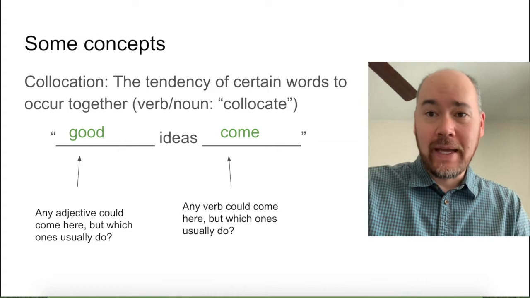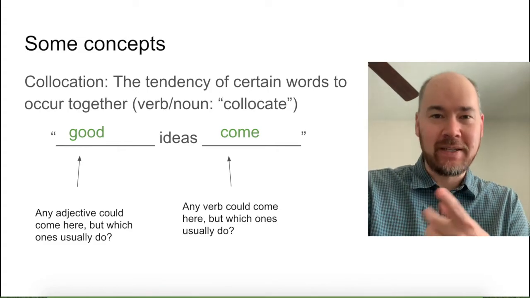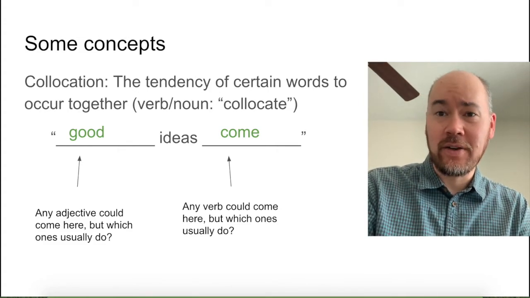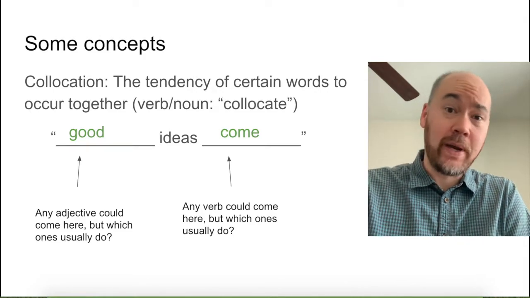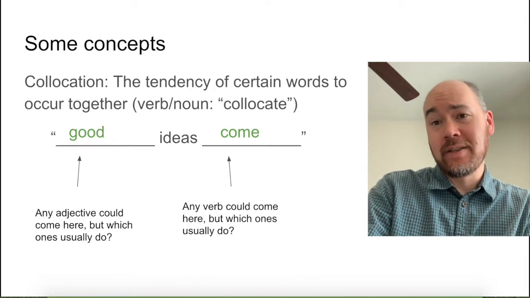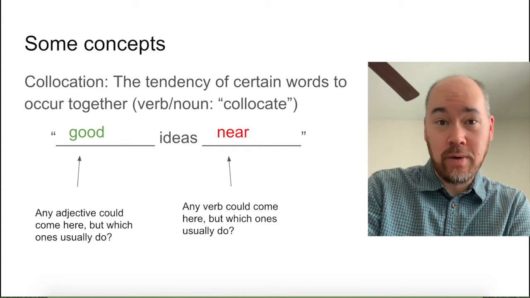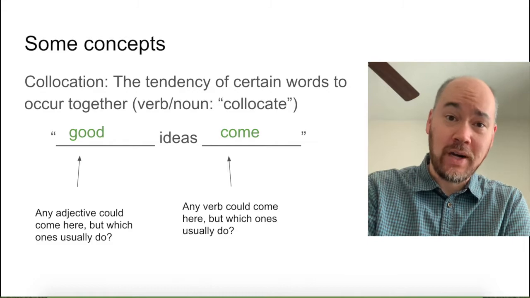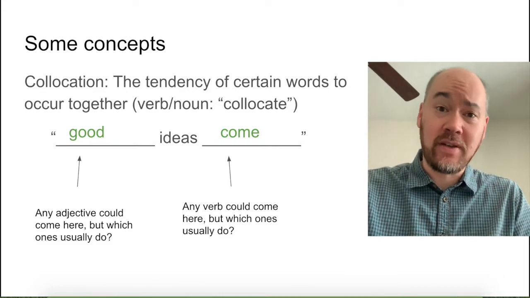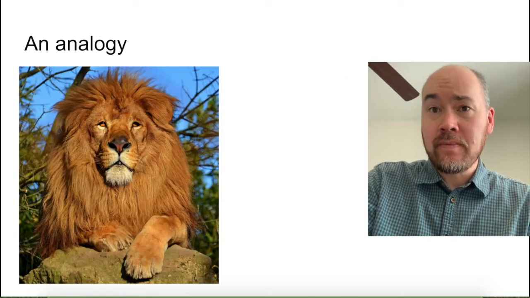And then come is much more common, and then especially after ideas, right? Good ideas come to those who wait, or something like that, right? So these are not technically more correct than near or beneficent, but they are much more common, and they're much more what fluent speakers are used to hearing, right?